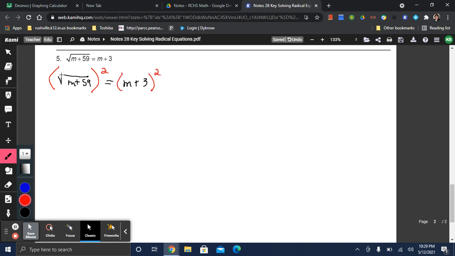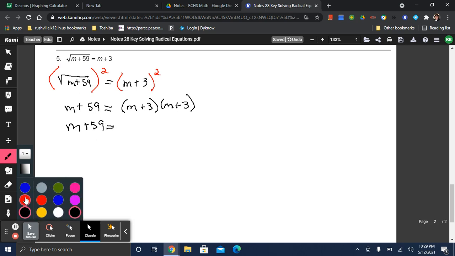And so on this side, the square root is going to go away. We'll have m plus 59 equals, but on this side, notice that I didn't square individual terms. I squared sides. So that means I'm taking m plus 3 times itself, which I'm going to go ahead and write twice. And we're going to do the process of multiplying it out. So the left side, I'm just going to keep recopying.